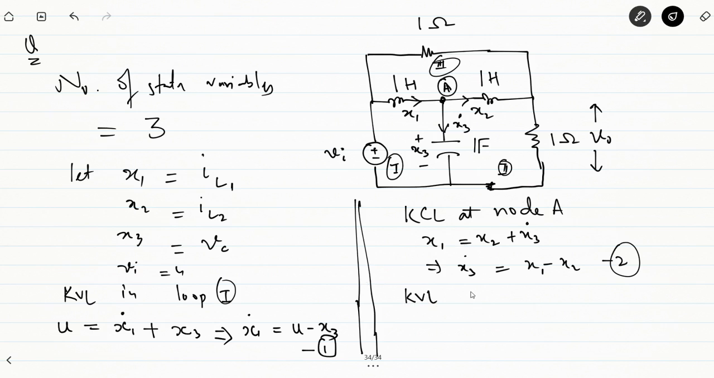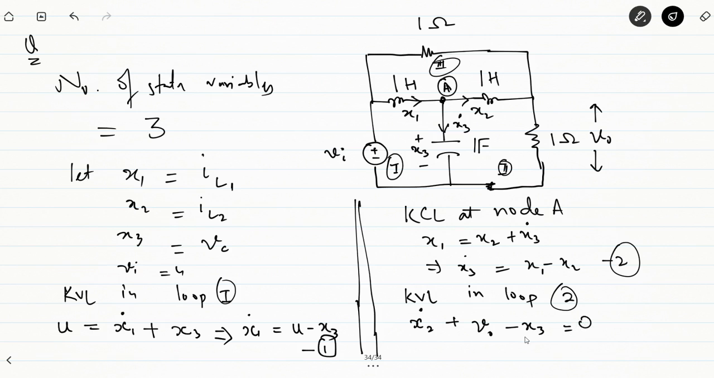KVL in loop 2 means x2 dot, the voltage across the inductor, plus the voltage across this resistor. That voltage is actually shown as V0. Let it be V0 for now. Minus the voltage across the capacitor, minus x3, is equal to 0.